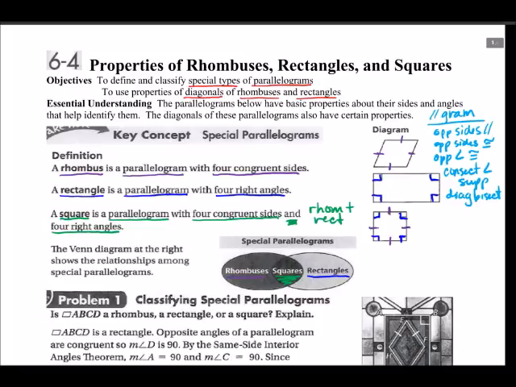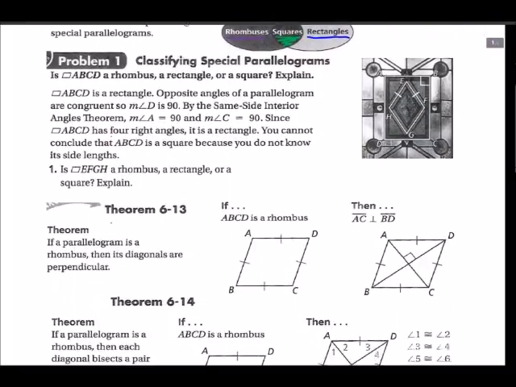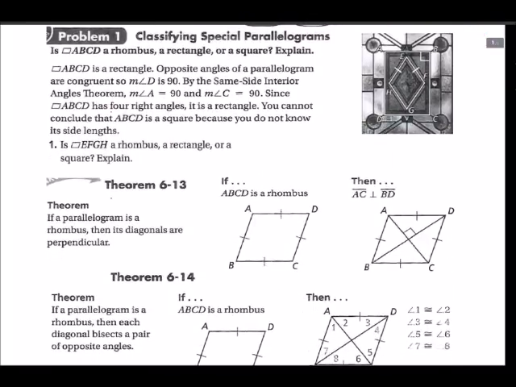All right, let's start to use some of this. Let's take a look at our first problem. Classifying special parallelograms. Is parallelogram ABCD a rhombus, rectangle, or square? Explain. That means we have to have a postulate, theorem, or definition of proof.